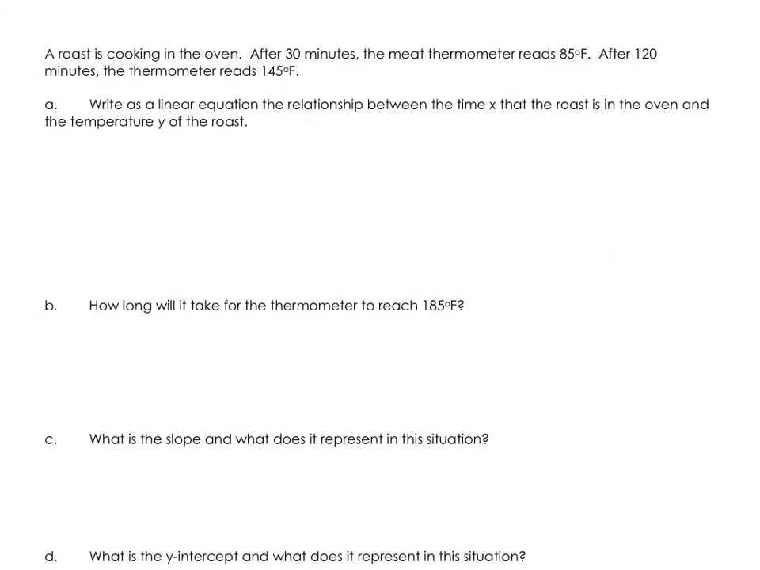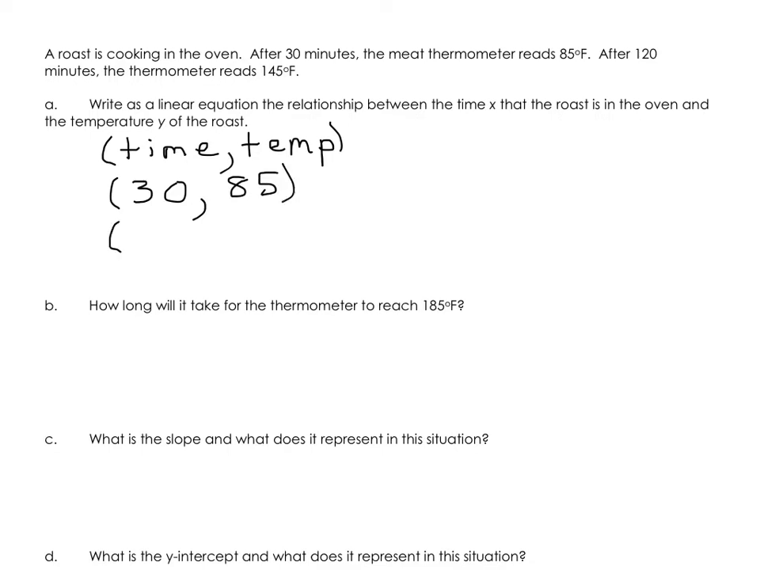A roast is cooking in an oven. After 30 minutes, the meat thermometer reads 85 degrees Fahrenheit. After 120 minutes, the thermometer reads 145 degrees Fahrenheit. Write as a linear equation the relationship between the time x that the roast is in the oven and the temperature y of the roast. Time and then temperature. 30 minutes, it's 85 degrees. 120 minutes, it's 145 degrees.